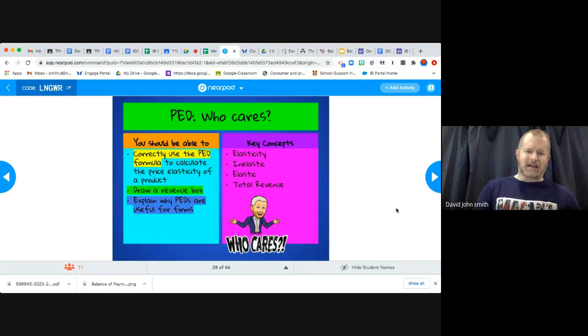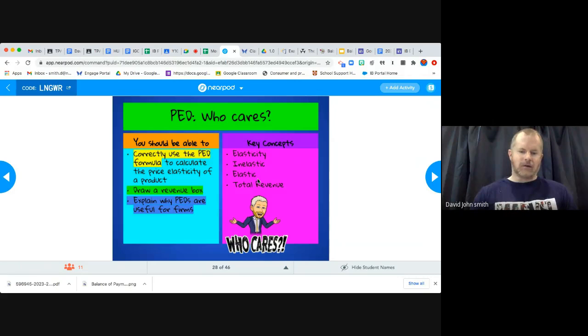Now, why we might use elasticity. So now we're starting to do a little bit more of a deep dive into the concept itself and the application of it. So things we need to be able to do, right? Use the formula, okay? Work out the actual price elasticity of demand of a specific product. So we can be given a product and we have to work out its price elasticity. We're going to need to draw a revenue box. We're going to have more on that in a minute. And we're going to need to explain why PEDs, why price elasticity of demand, are useful. What's the point of them? How do they get used?